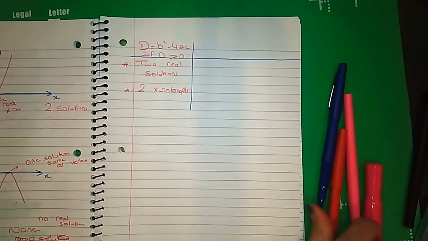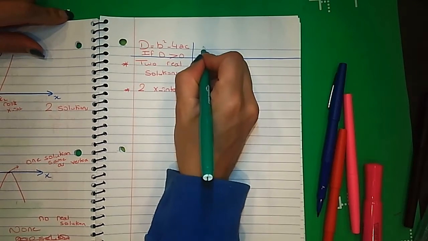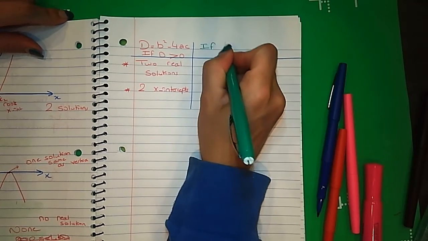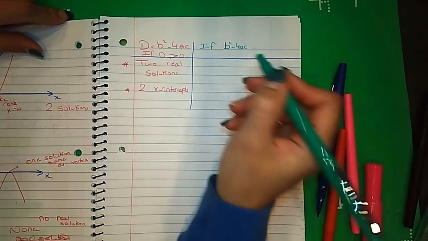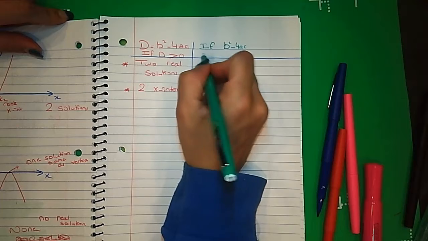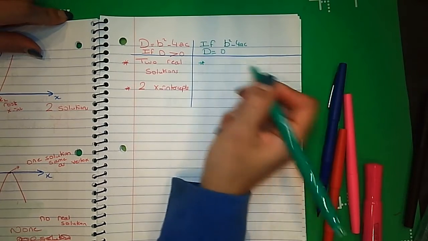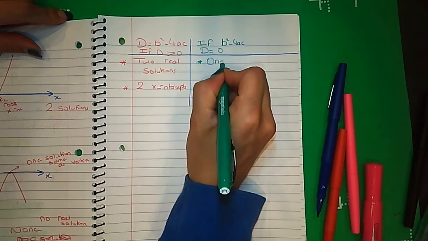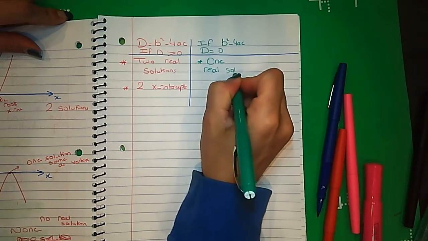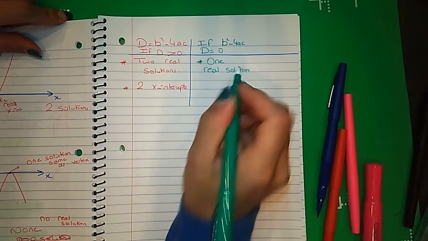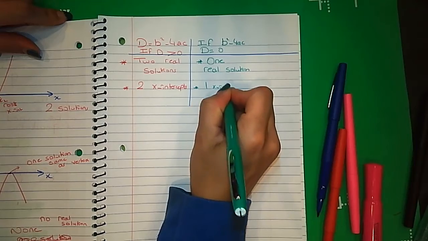Right. Now, let's talk about what if I have b squared minus 4ac, which is the d, equal to 0. What does it mean? That means I have one real solution. That means I have one x-intercept.